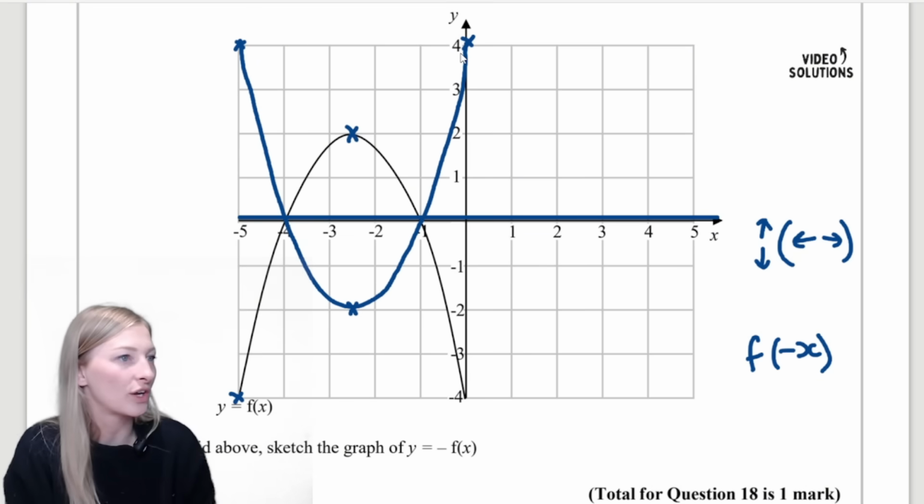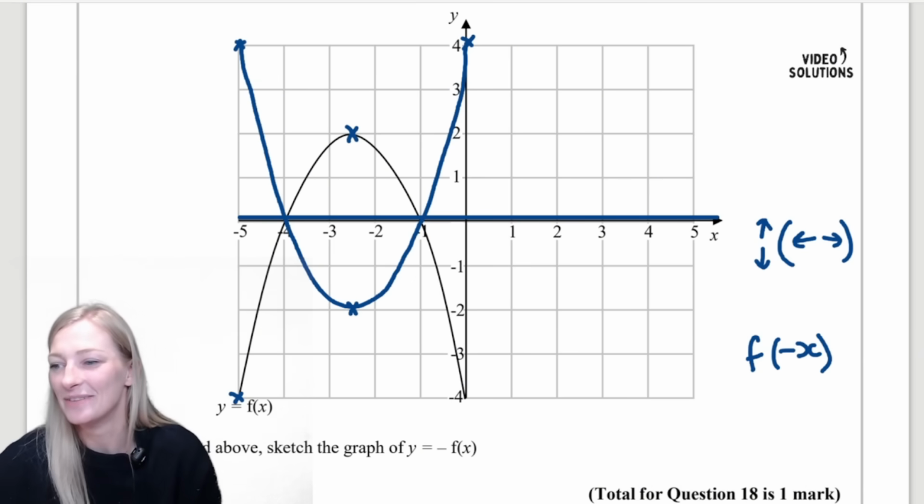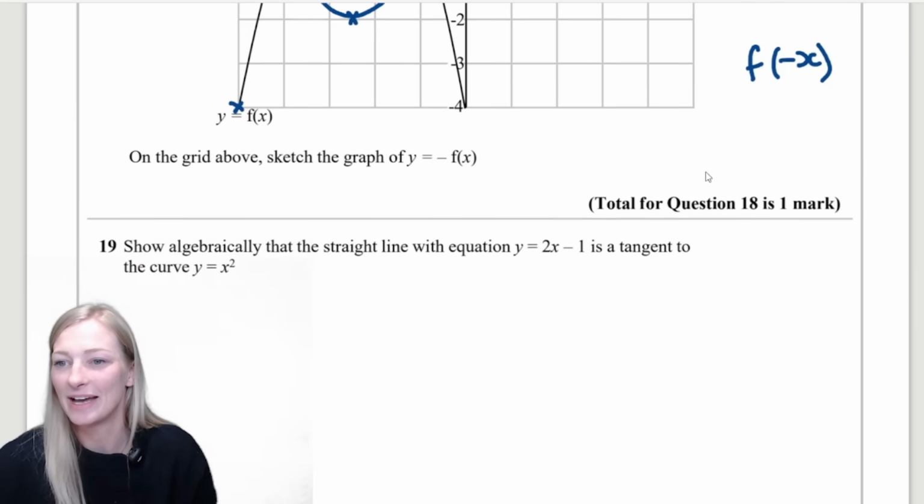Your sketch should look like that. Hopefully a little bit neater than mine. Okay, let's go. Question number 19.